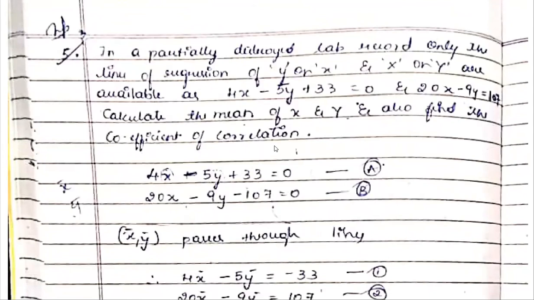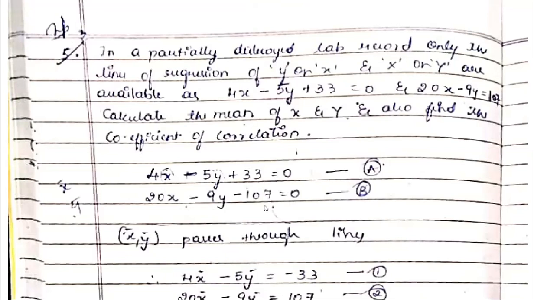So what is given here? Two lines are given. The x values and y values are not given here because the lab record is partially destroyed, because of which the initial data has been destroyed. That is, x and y values are not there, but the lines formed from those x and y values are given. You have to calculate the mean of x, which is x bar, and the mean of y, which is y bar, and also find the coefficient of correlation. So now I'll teach you how to find x bar, y bar, and the value of r when the data x and y is not given, but only the lines are given.